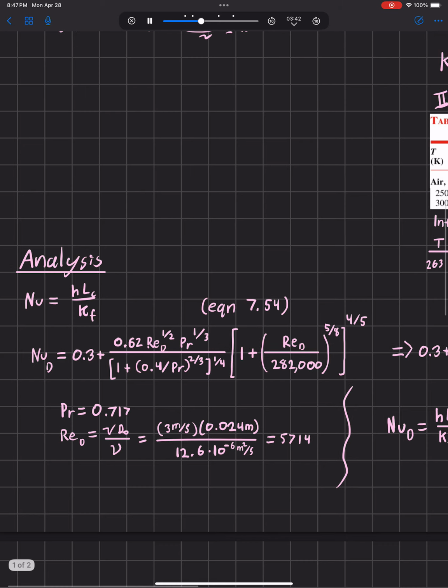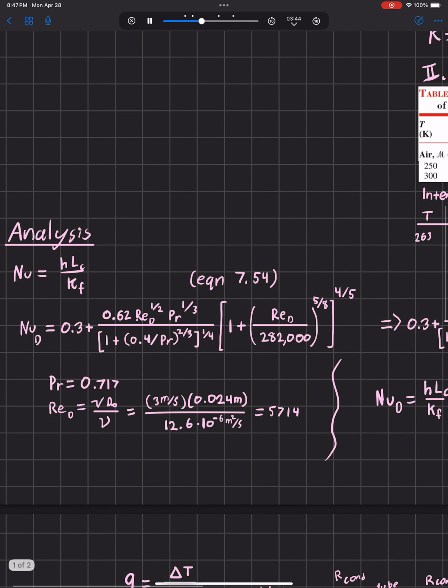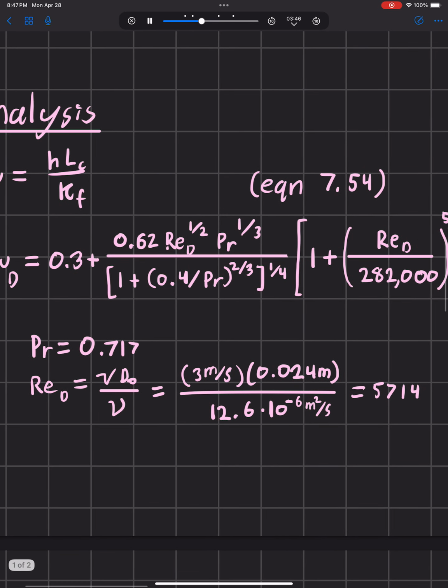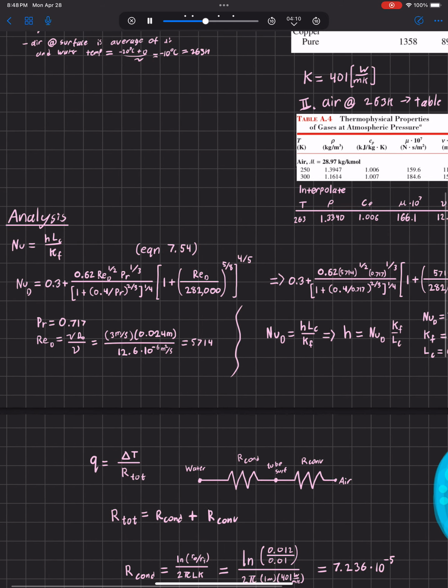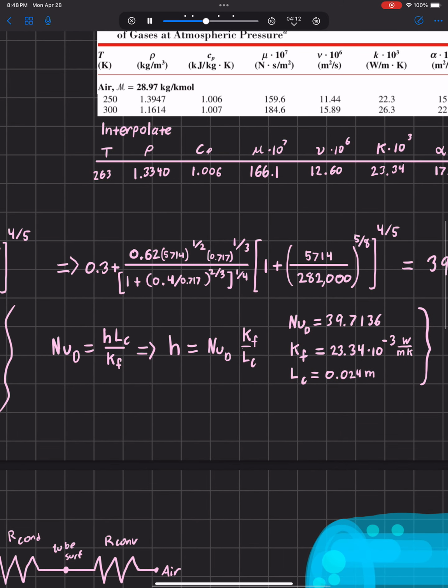So from the table, we have that the Prandtl number is 0.717, and the Reynolds number is going to be equal to the velocity of the air times the outer diameter of the tube all over the kinematic viscosity, which is, again, from the tables. So this gives us 3 meters per second times 0.024 meters over 12.6 times 10 to the negative 6 meters squared per second, which equals 5,714. Again, Reynolds numbers are dimensionless.